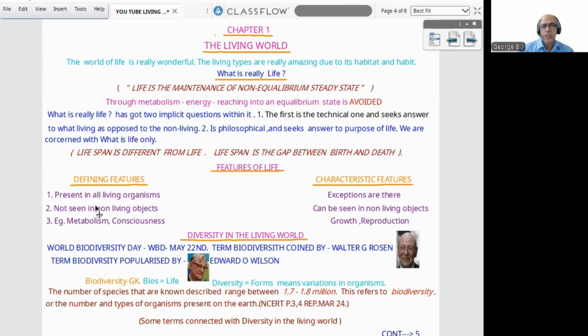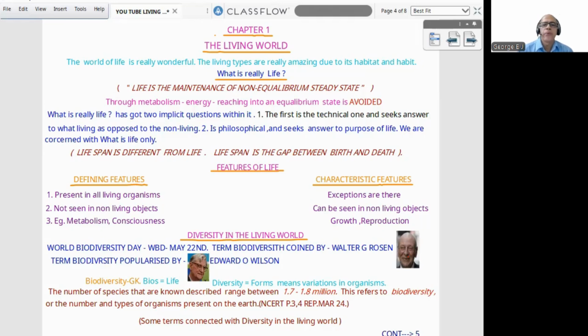Defining features are present in all living organisms, not seen in non-living objects. Typical examples are metabolism and consciousness. That is why it becomes defining. Characteristic features means exceptions will be there. Here we can find features that can be seen in non-living objects. Typical examples are growth and reproduction. I think the difference between defining and characteristic features is clear.